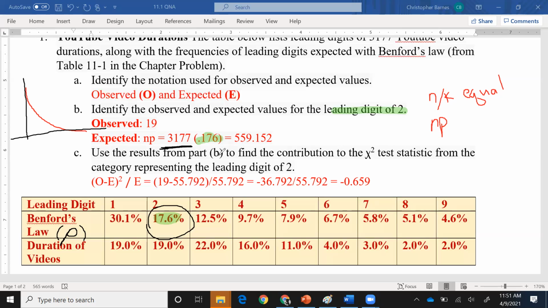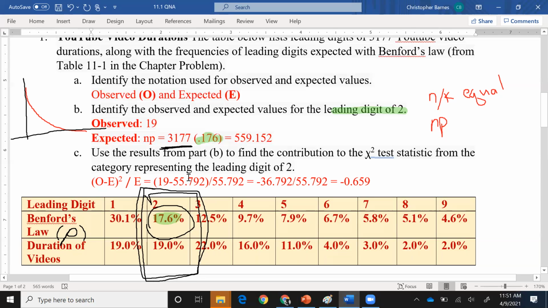Okay. So use your results from part B to find the contribution of the chi-square statistic from the category with leading digit 2. So this is leading digit 2, right? This is kind of what we did in class. Remember how I had everybody break up and do their own little category? We're going to do the observed minus the expected, square it, divide it by the expected. Now the expected value, we're changing this a little bit. Let me get out of here. Yeah, I updated it.